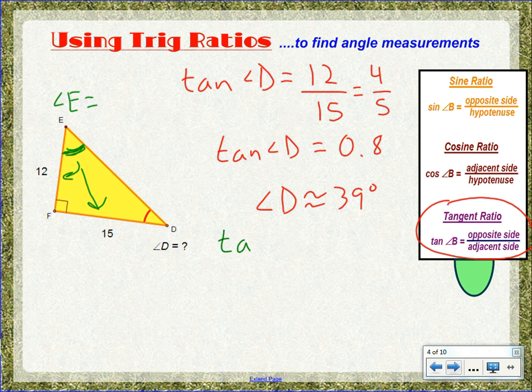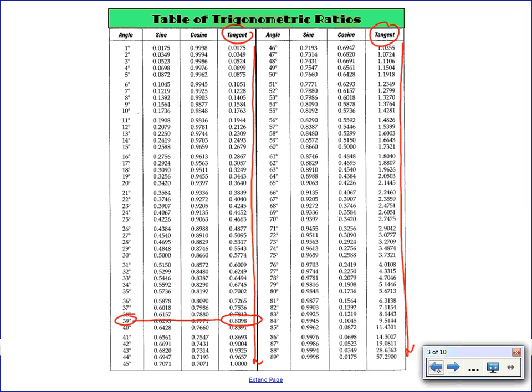So it's tangent, this time of angle E, equals opposite side, which is 15, over the adjacent side, which is 12. Again, I can reduce this to 5 over 4, which is 1 1/4. I want it as a decimal, so we'll say tangent of angle E is 1.25. And now I want to go back to my trig chart and figure out which angle has a tangent about 1.25. So I'm going to go back to our chart here.